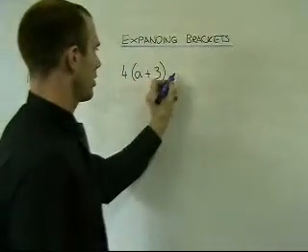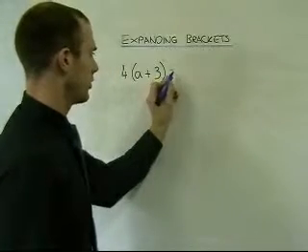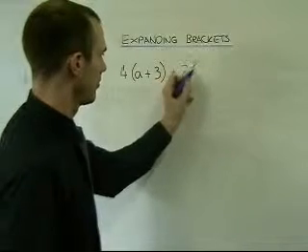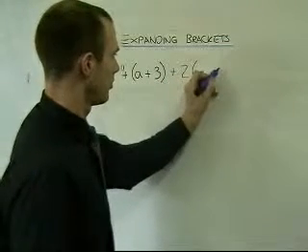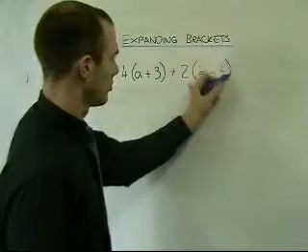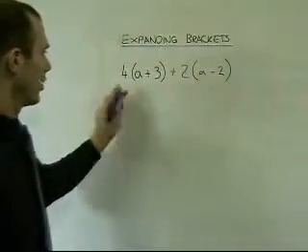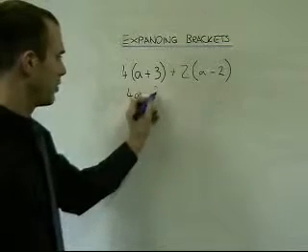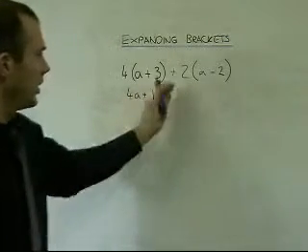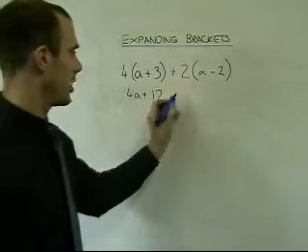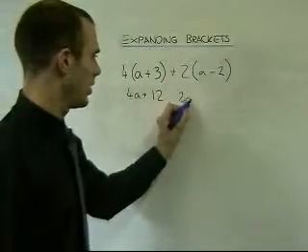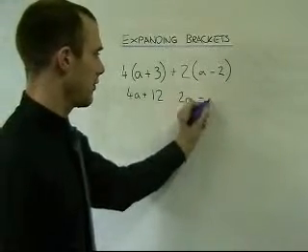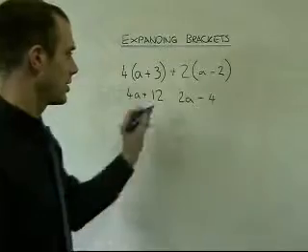Simplifying and expanding the brackets can be more difficult if there are negative signs involved. We'll start off with a negative sign inside the second bracket. So first of all we have 4 times a, which is 4a, 4 times 3, which is 12, with a plus sign. Over here we have a positive 2 times a, which is 2a, and a positive 2 times negative 2, which is a negative 4. We write that in as so.